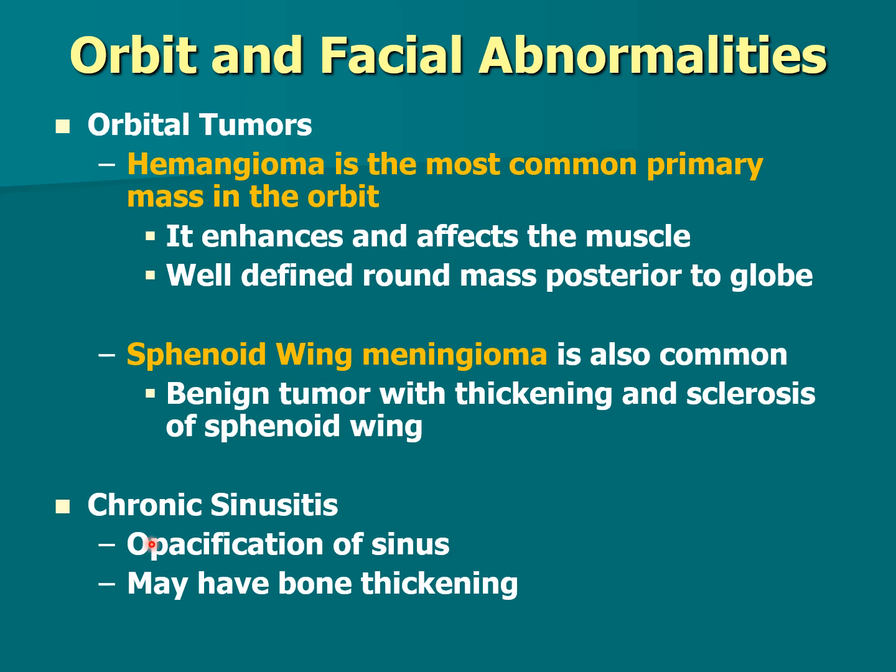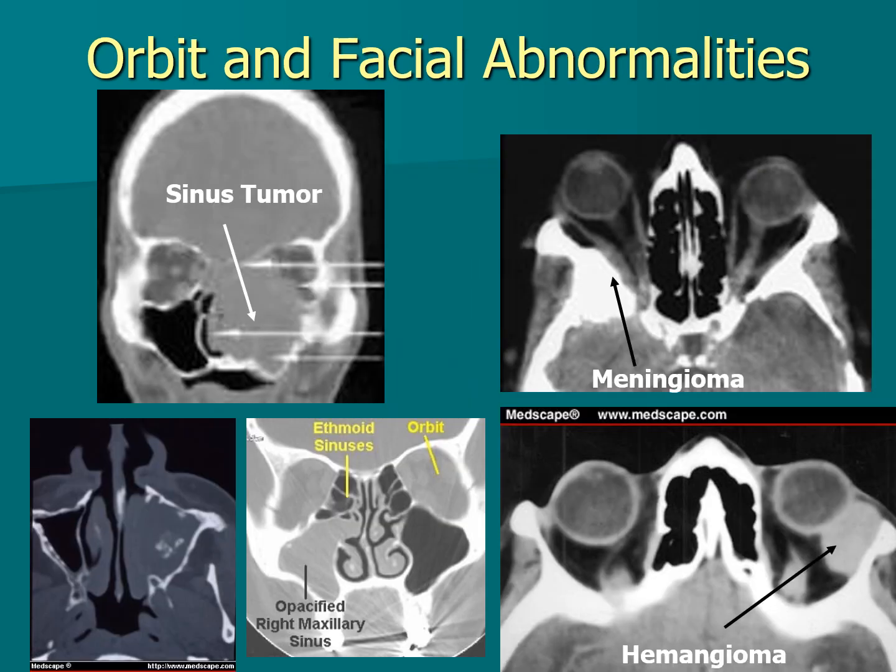If we have fluid or gunk in the sinuses, they will be opacified as opposed to being nicely filled with air, which would be black. We also can have bone thickening, and you can also see on a good CT scan that the lining of the sinuses has become thickened, and that can be part of chronic sinus disease.